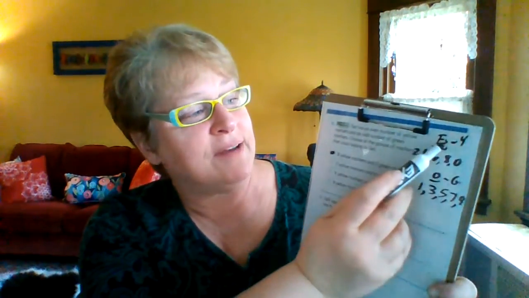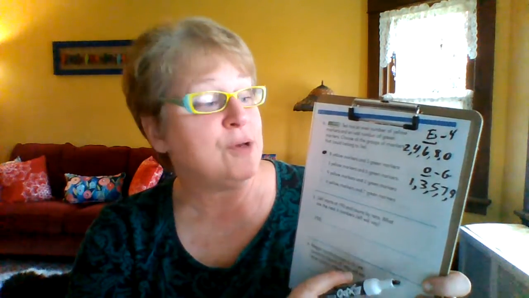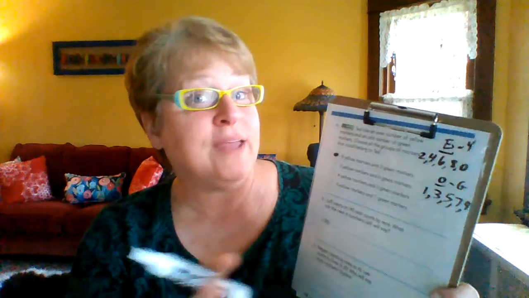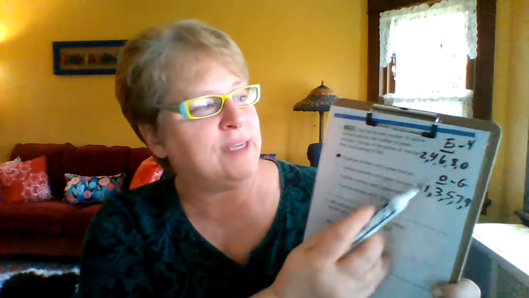3 yellow markers. Now yellow should be even. Is 3 an even number? No, it's odd. So we know right away that that answer couldn't be correct. We don't even have to read the rest of it. 4 yellow markers. So yellow should be even. Is 4 an even number? Yes. So far that's okay. 2 green markers. Green should be odd. Is 2 an odd number? No. So this isn't correct either.